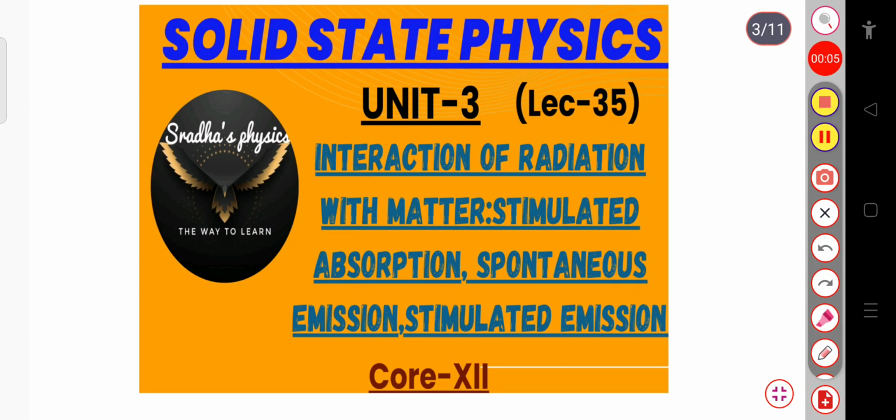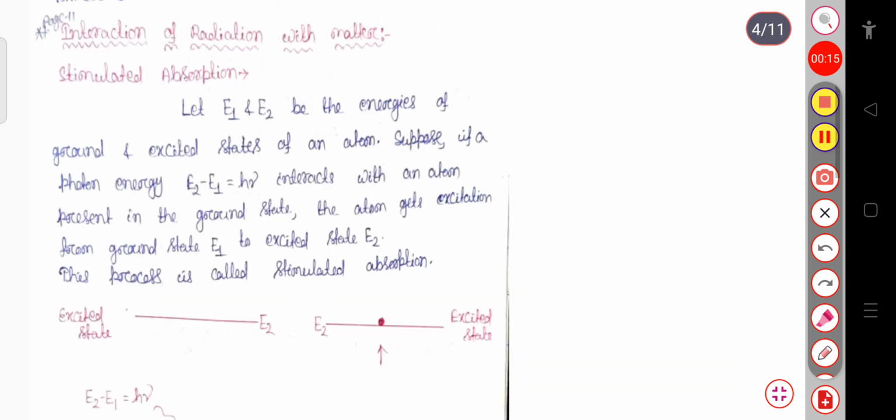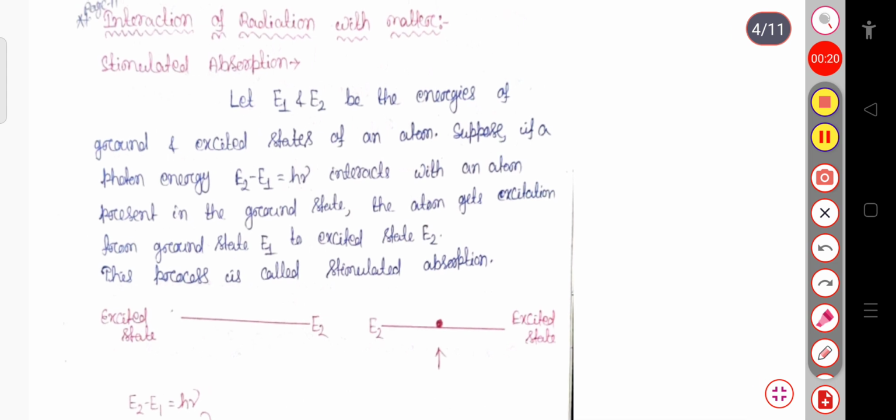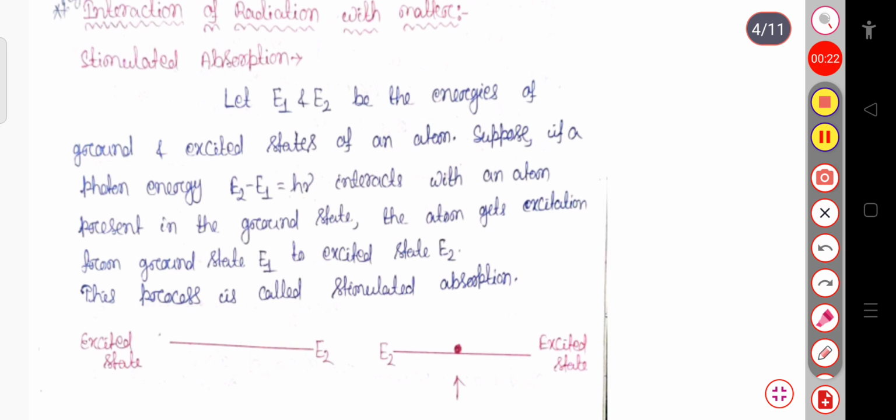In this part we will see the interaction of the radiation with the matter, that is, we will discuss what is stimulated absorption, spontaneous emission and stimulated emission. So let us start our topic, the interaction of the radiation with the matter. First of all we will discuss the stimulated absorption.